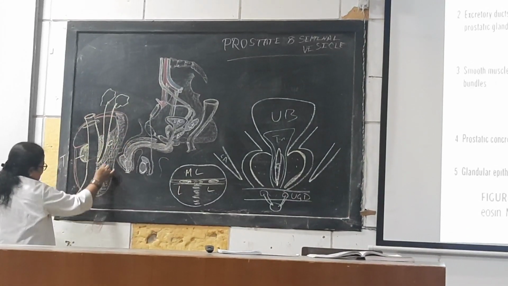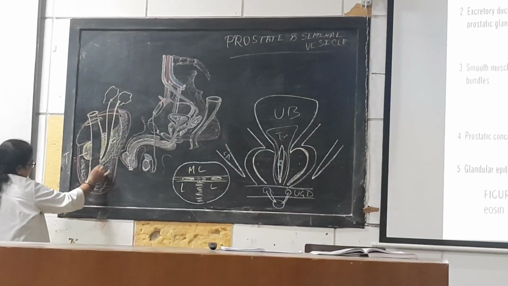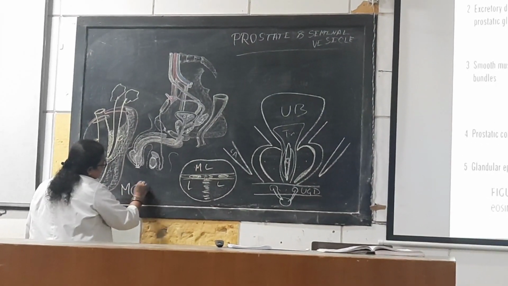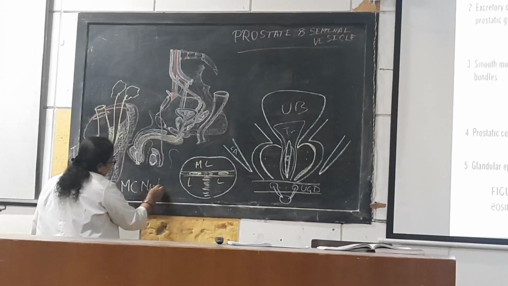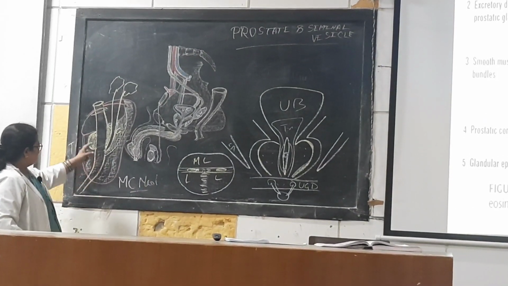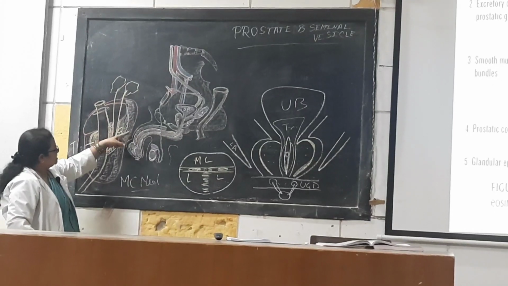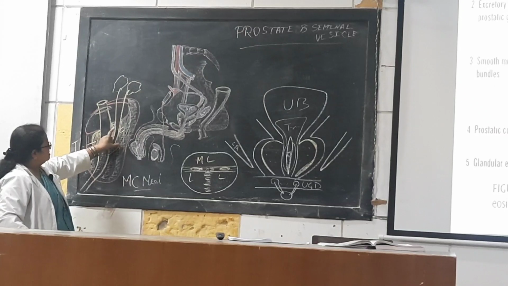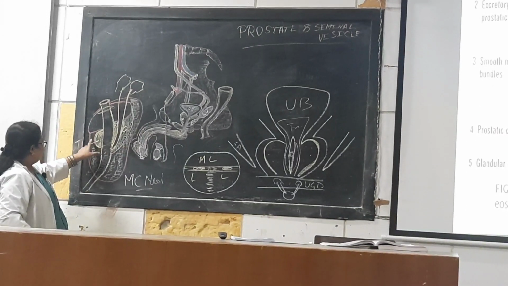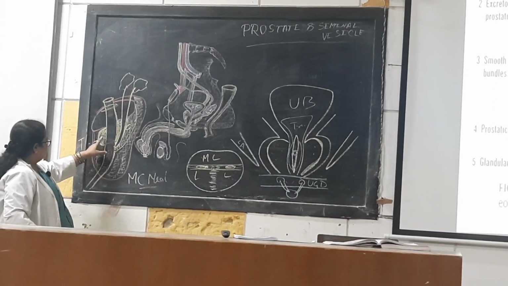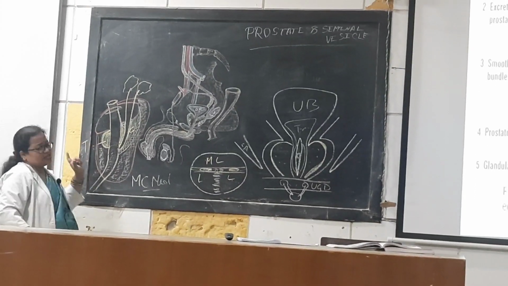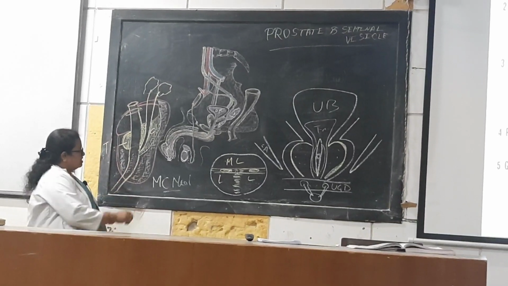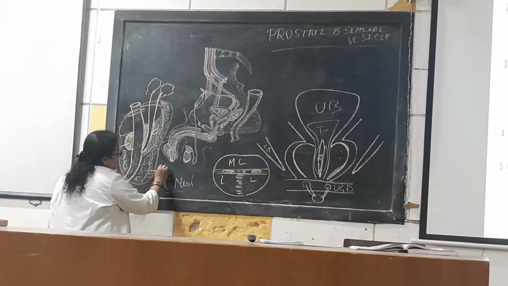This zonal anatomy was devised by McNeal. It has a peripheral part; the part surrounding the two ejaculatory ducts is called the central zone, and the part surrounding the prostatic urethra is called the transitional zone. The peripheral zone is more prone to malignancy.